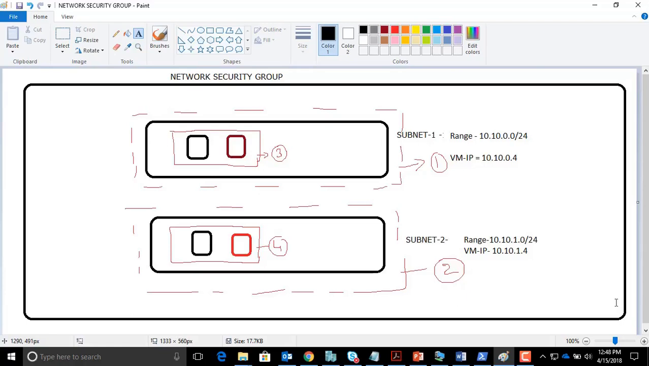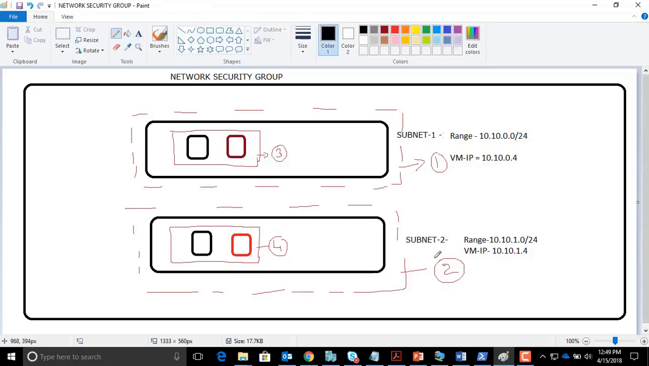where we have subnet 1, which will be treated as a front-end subnet, and subnet 2, which will be treated as a back-end subnet. Subnet 1 will be range 10.10.0.0 and the first virtual machine in subnet 1 will get an IP of 10.10.0.4. As we discussed in the earlier session, the first three IP addresses are reserved in Azure. The first valid IP given to a virtual machine will be IP number 4.